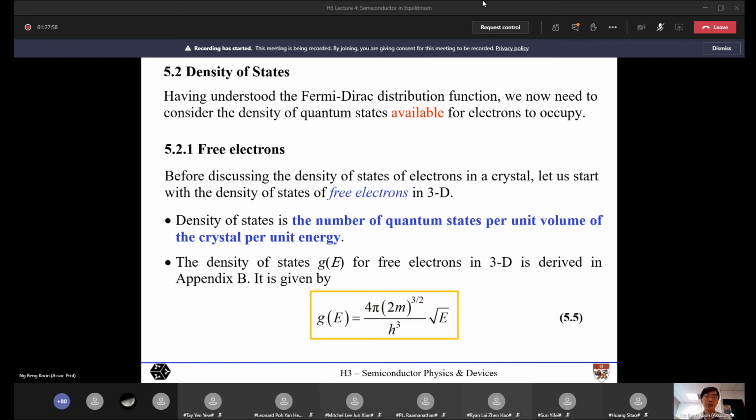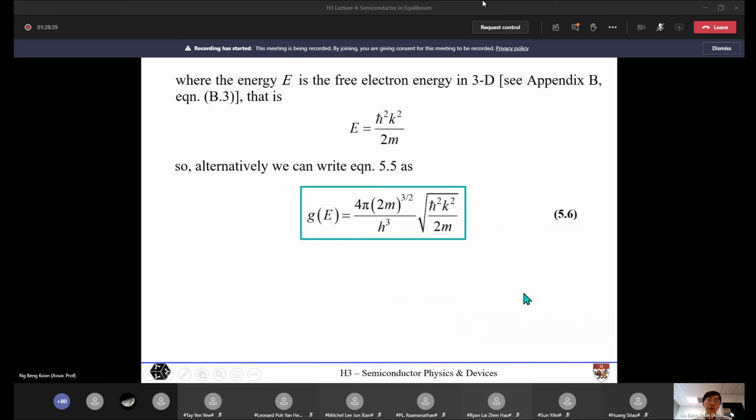So here, you can derive the density of states in the case of a free particle or free electron, and if you follow through the derivation, you find the density of states is given by this equation here: 4 pi, and then you have 2m to the power 3 over 2 divided by h cubed. And notice the dependence on energy is square root of E. In other words, the density of states for a free electron has a square root relation to energy.